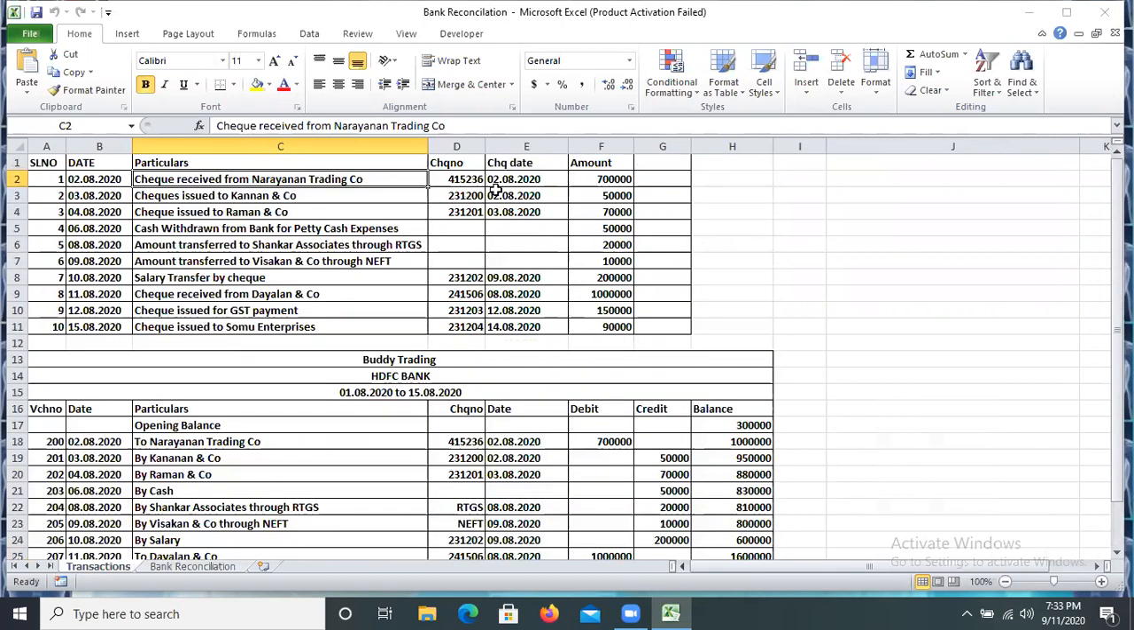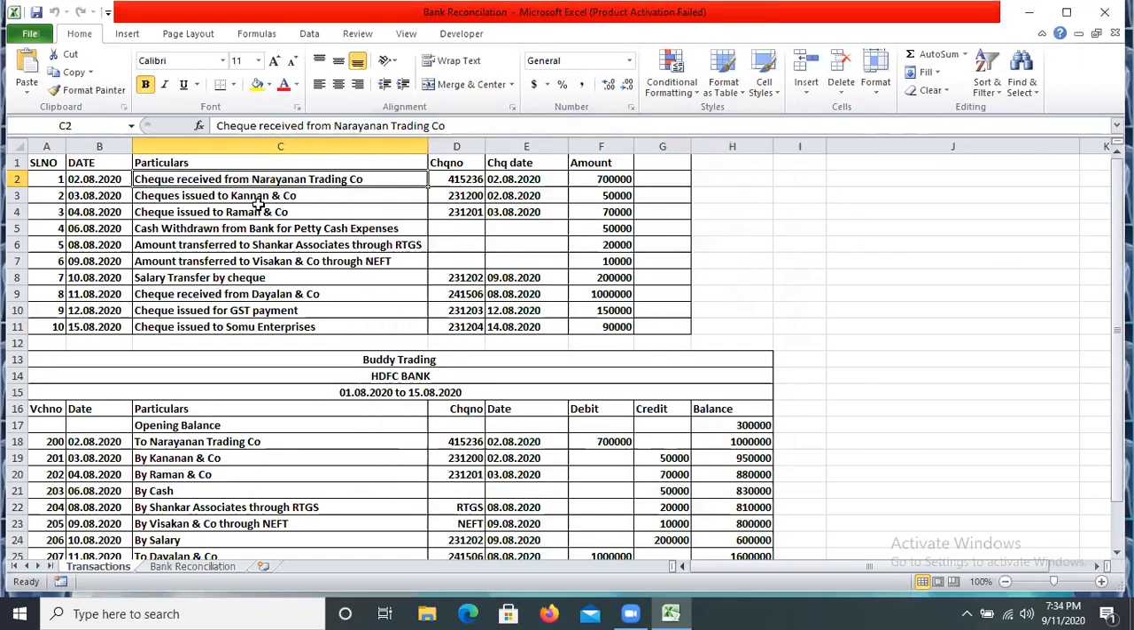Yes, sir. This is the transactions that happened from 2nd August to 15th August. For example, it's a Buddy Trading Company. In this, from 2nd August to 15th August, some transactions happened. So we have received a check from Narayanan Trading Company. And similarly, check issued to Kannan and Co. Check issued to Raman and Co. And cash withdrawn from bank for petty cash expenses.